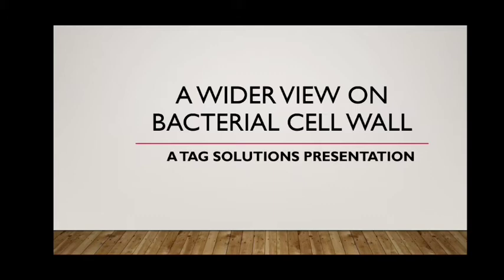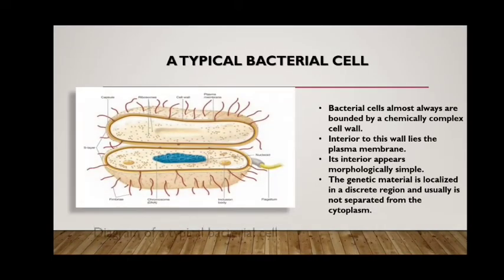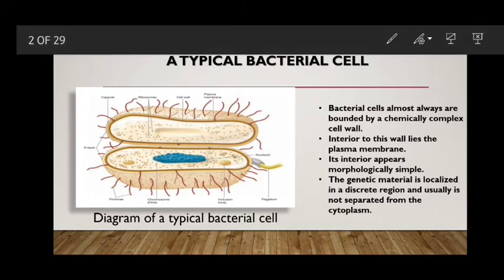Before starting on what is the bacterial cell wall, let us have a quick recap on what is a bacterial cell. A bacterial cell is almost always bounded by a chemically complex cell wall, and interior to this cell wall lies the plasma membrane. Its interior appears morphologically very simple, and the genetic material is localized, naked, and not separated from the cytoplasm. Now this is a typical structure of a bacterial cell.